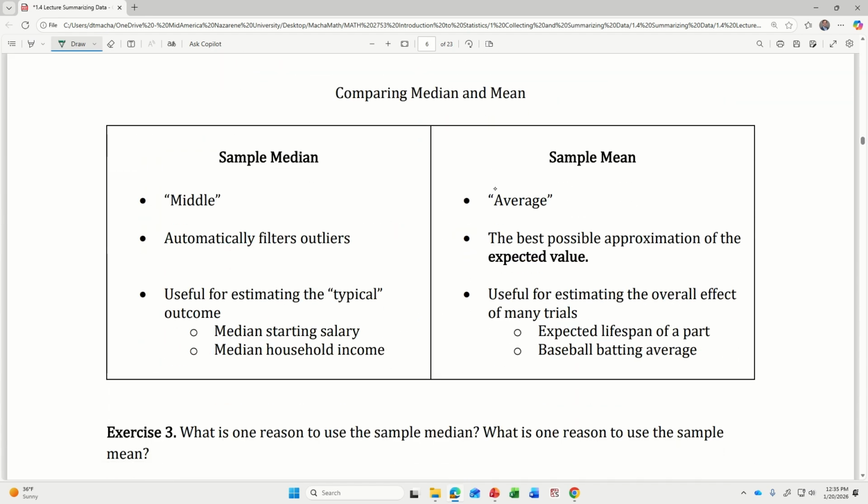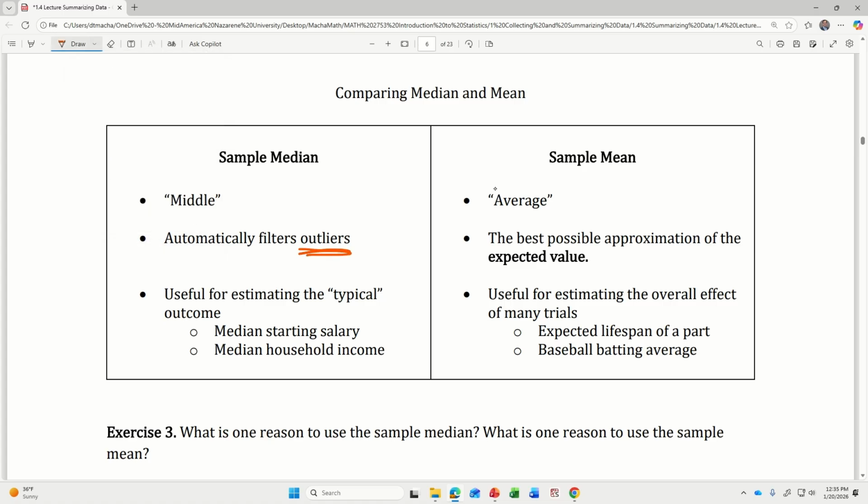So I already kind of mentioned some of this. The sample median is the middle of your data set. One reason you might want to use the sample median as your measure of central tendency is because the median automatically filters out outliers.